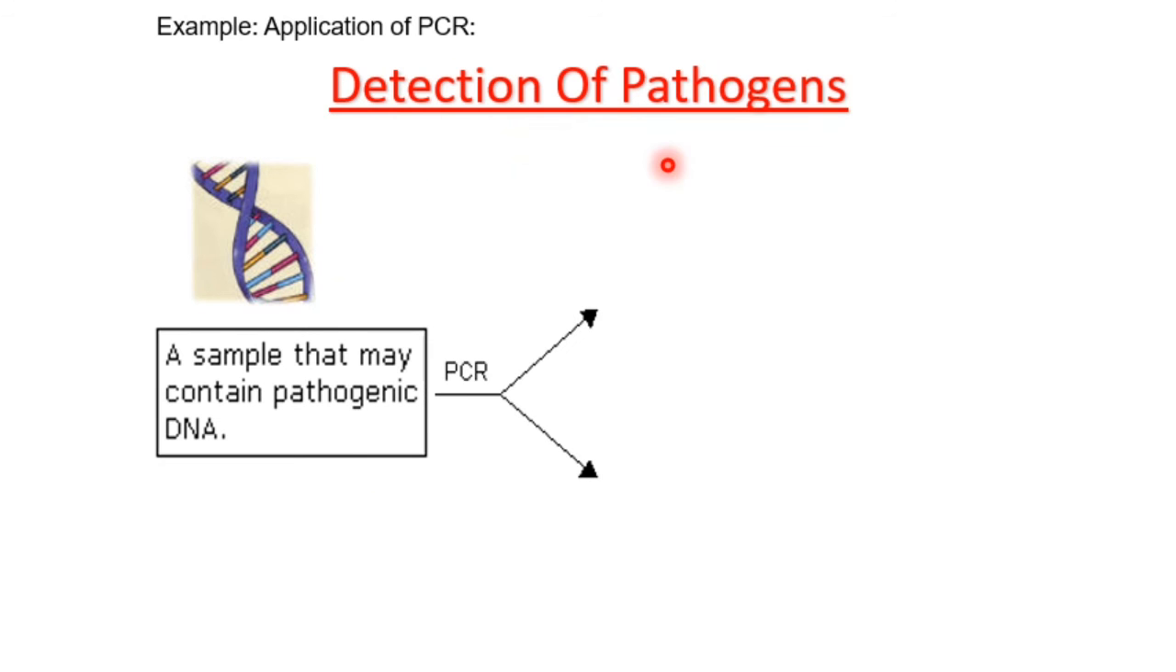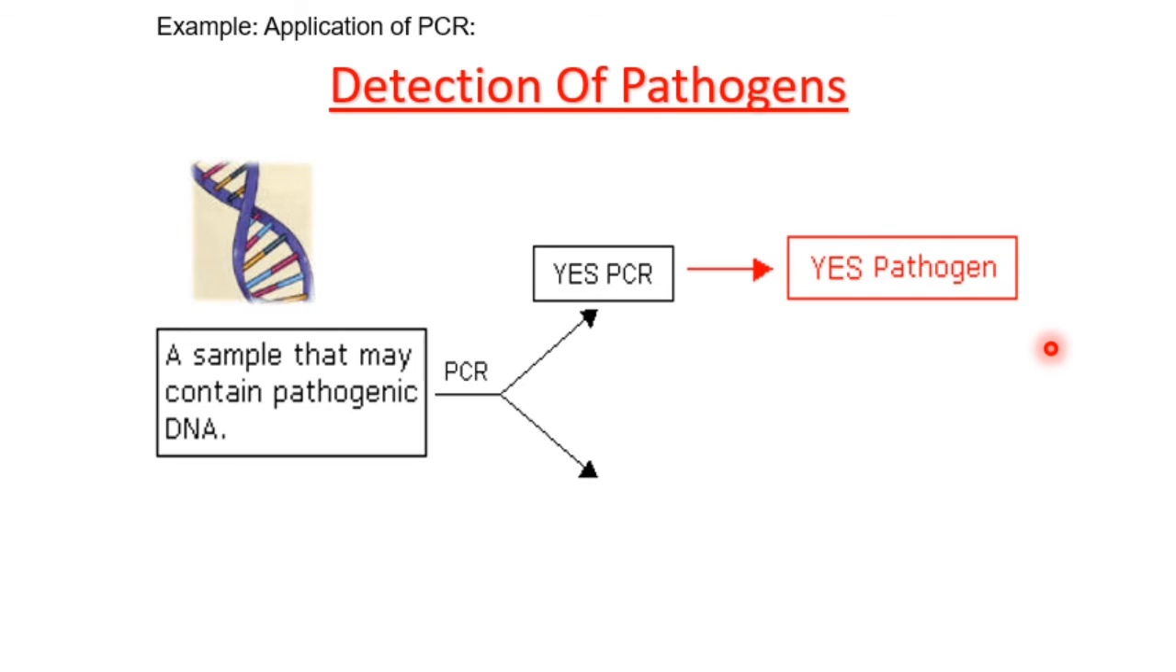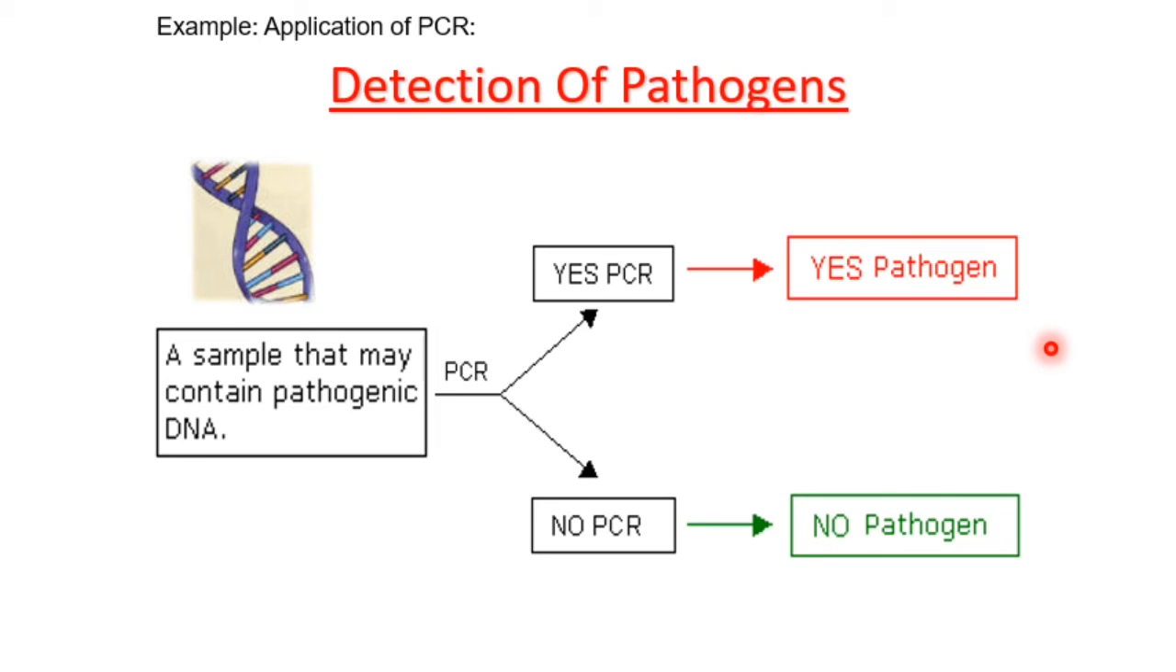For the detection of a pathogen, you will be provided with a sample that may or may not contain pathogenic DNA, for example, dengue virus, coronavirus, and so on. You will perform the PCR. If you get the PCR product, it means that you have the pathogen, or there is pathogen in that sample, or the diagnosis is positive. If there is no PCR product, what does this mean? This means that there is no pathogen, or the sample is negative for that pathogen.